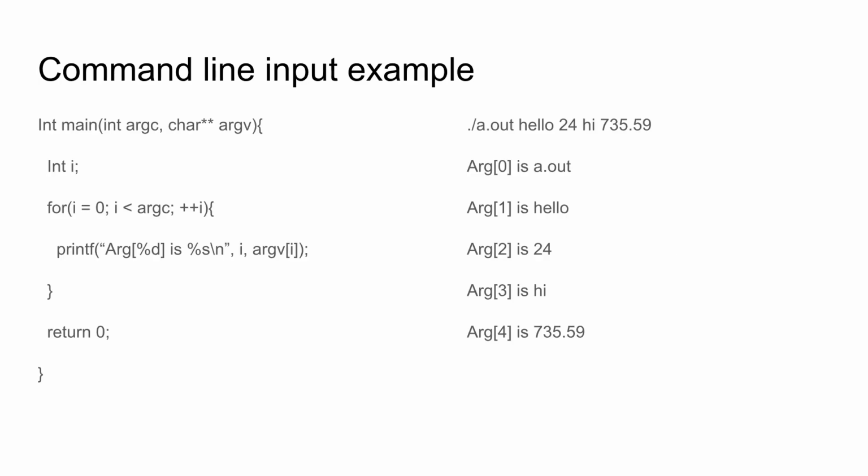So here's a little example of getting input on the command line. Here we have argc, argv, and then we go through each one of our arguments and we just print it out. So if I ran my program with hello 24 hi some number, argv[0] is the name of the program, a.out, argv[1] is hello, argv[2] is 24, argv[3] is hi, and argv[4] is 735.59. Remember, these are all strings. So even this guy right here, he's a string, not the actual numeric value.